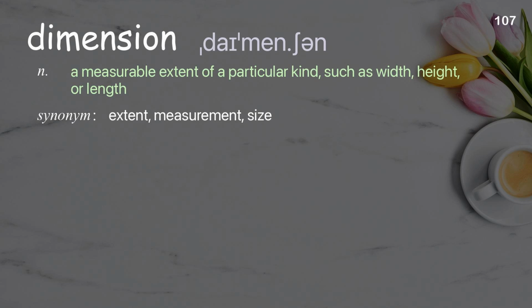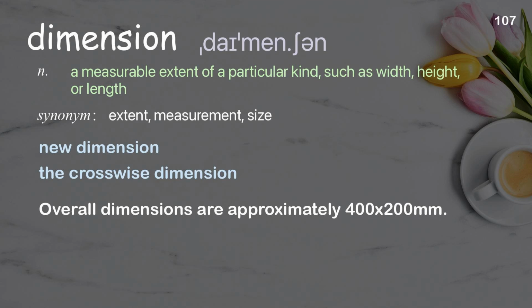Dimension: A measurable extent of a particular kind, such as width, height, or length. Examples: new dimension, the crosswise dimension. Overall dimensions are approximately 400 by 200 millimeters.